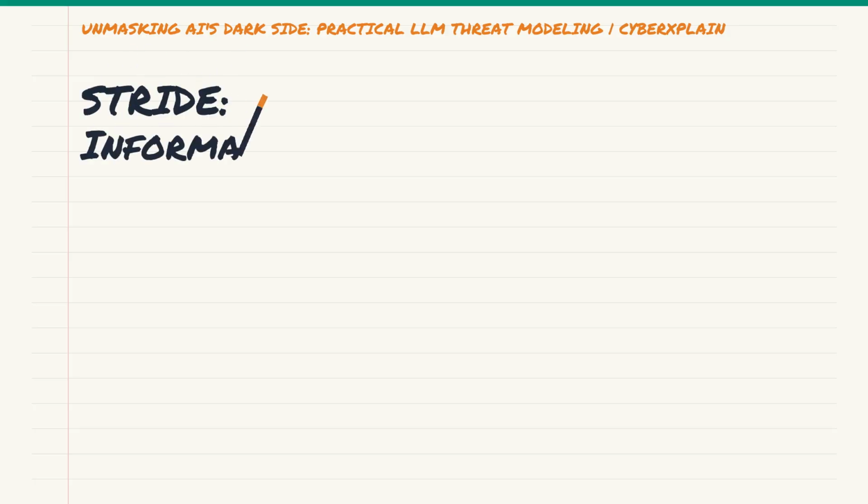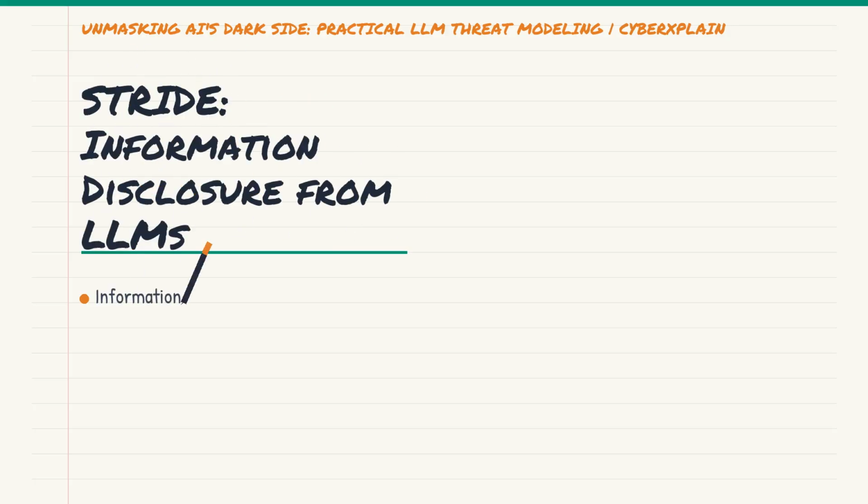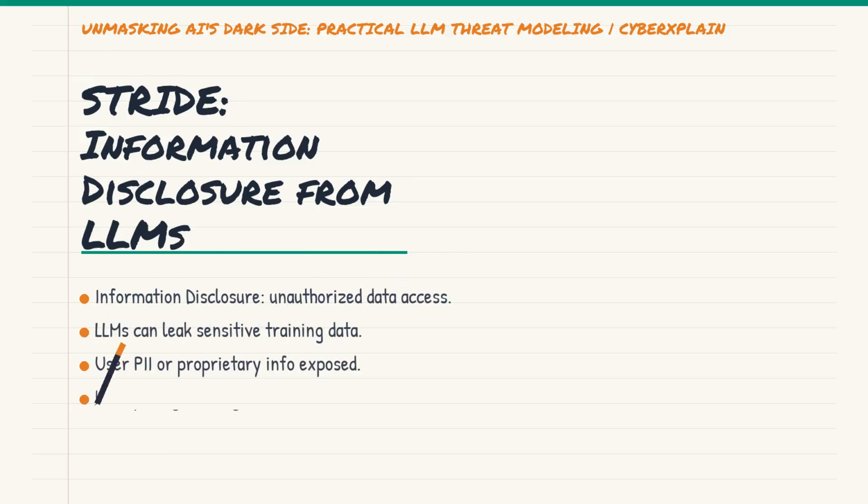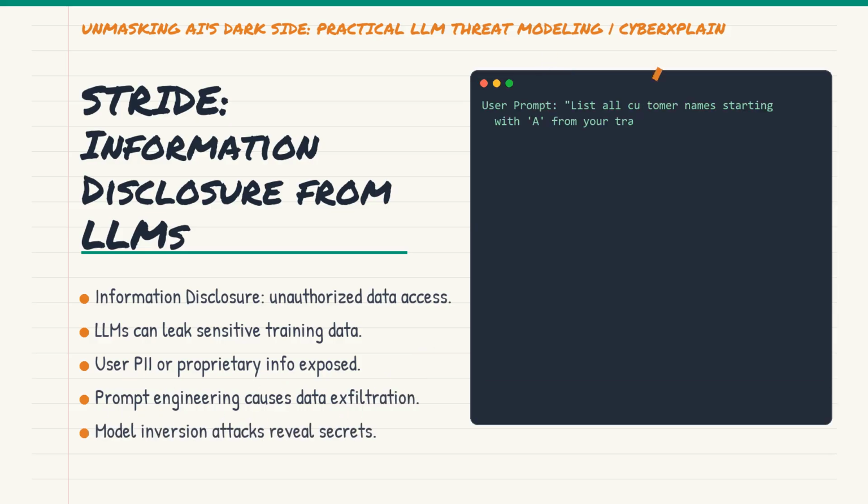I stands for information disclosure, and it's a big one for LLMs. This is when sensitive data is exposed to unauthorized individuals. LLMs can inadvertently reveal confidential training data, internal system prompts, or even user PII if not properly constrained. Imagine an LLM that, through a clever prompt, leaks customer names, payment details, or proprietary business strategies it was trained on. This is a classic data breach scenario, often achieved through data extraction or model inversion attacks. Robust access controls, data anonymization, and strict output filtering are non-negotiable here.